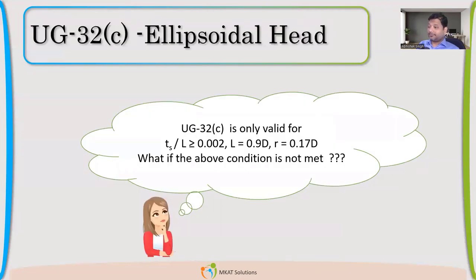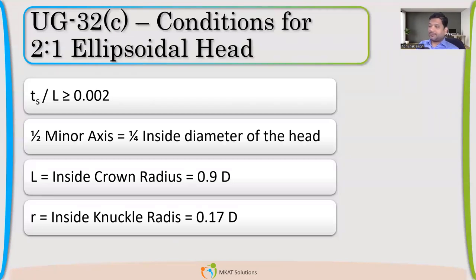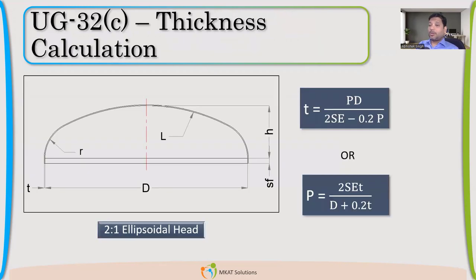Great. Now, if you have all these things met, then we are safe. We can follow that UG32. What if the conditions are not met? Have you noticed any time while doing PVElite calculations what thickness formula is generally used, whether this is the formula which is used? PD by 2SE minus 0.2P. Subhan is absolutely right. You might have noticed that most of the time they will use the mandatory appendix. What is the reason? Even if you are selecting 2:1, they calculate with the mandatory appendix. What might be the reason?